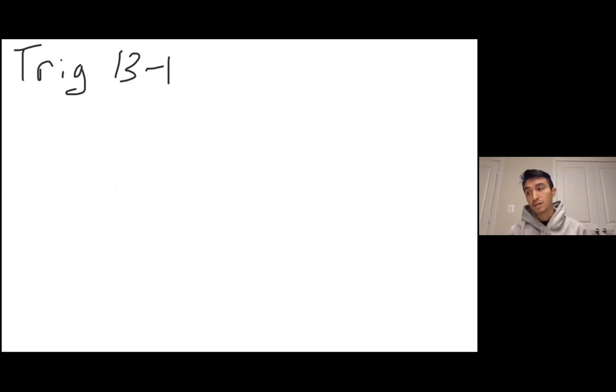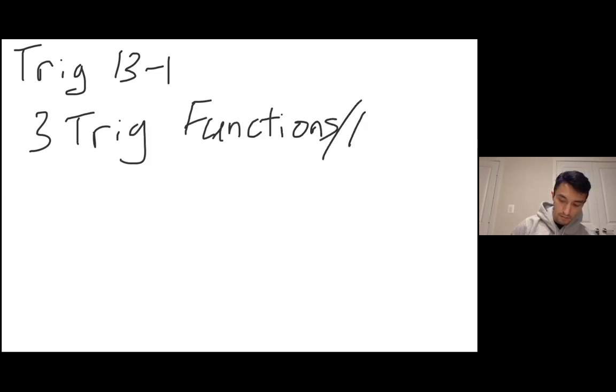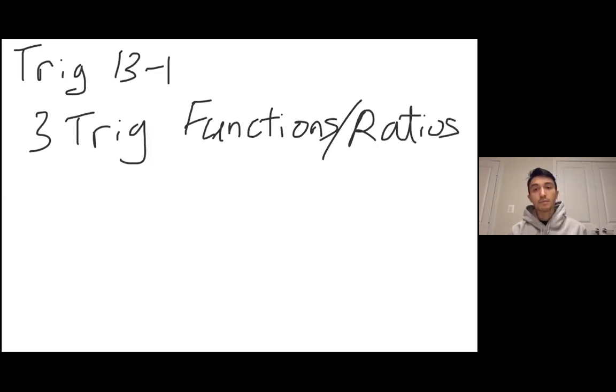Now, the whole beginning of this chapter is talking about the trig functions. Okay, so there are three main what we call trig functions or ratios. Okay, and you'll see why they're called ratios specifically in a sec. And again, ratios just means it's a fraction, right? There's something in relation to another. So there's a numerator and denominator. So there are three main ones.